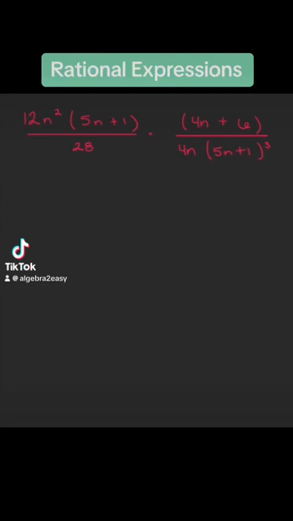Hey everyone, let's continue working with rational expressions. Here we have two fractions being multiplied, and there are a lot of terms going on, and your job is to simplify. I found that the best thing for me to do was to rewrite this as one giant fraction, and I can do that because everything's being multiplied. So I'm not going to multiply anything together, I'm just going to set it up.